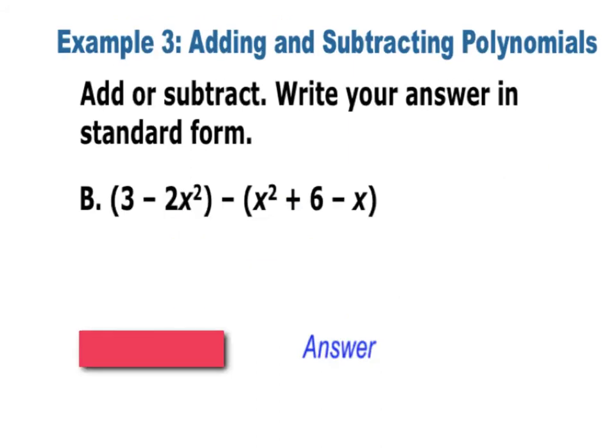Okay, for the subtraction here, let's take a look here. What's out front of here? I don't see anything, so it's just a 1, so I can drop the parentheses there. So it's just going to be 3 minus 2x to the second. And what else do we have here?